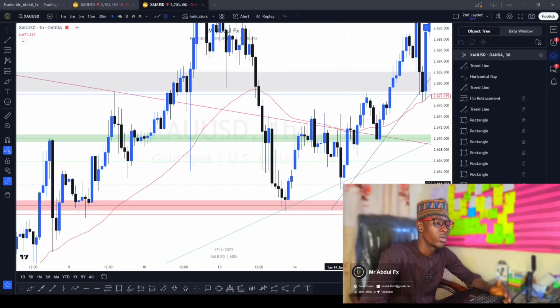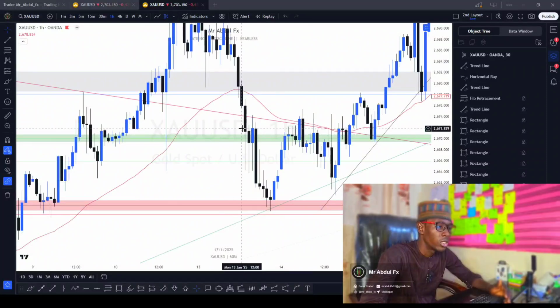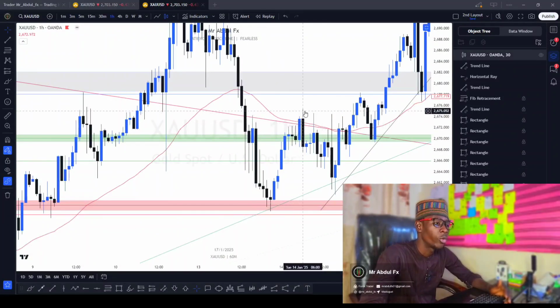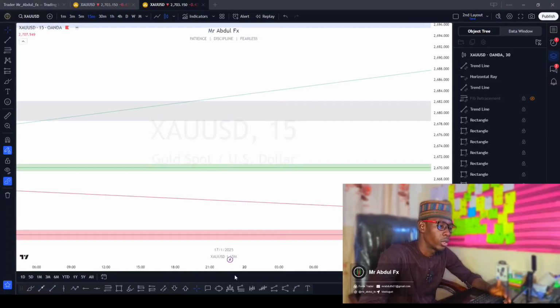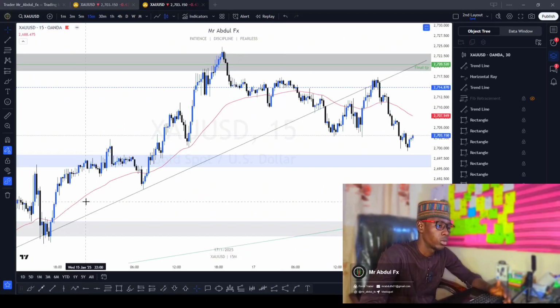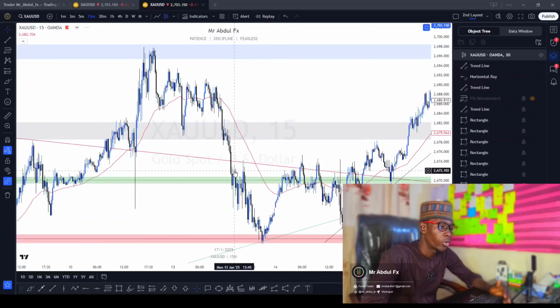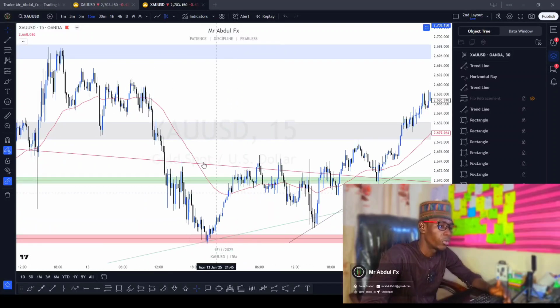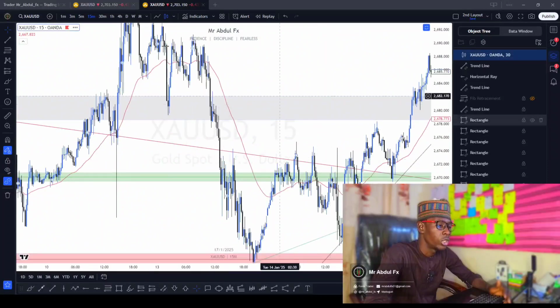Then I saw something like this on the 15 minute time frame. On the 15 minute time frame, this is a major key level, and we have broken out of it, meaning the beginning of a new trend. We have broken out of this level, also breaking out of this high, and this high. So I was anticipating bullish continuation.